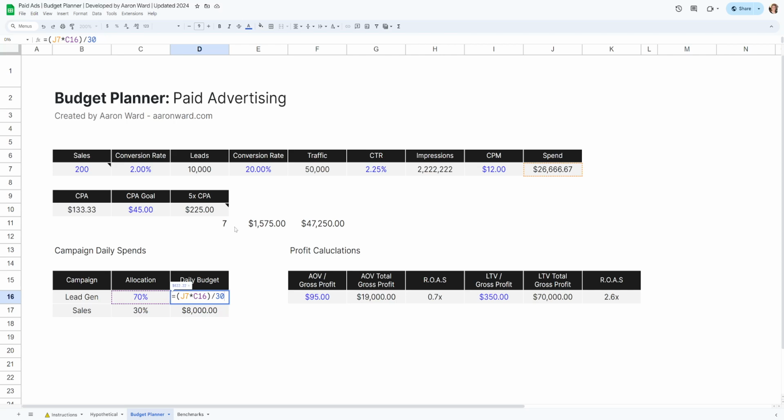Again, if we're just doing a hypothetical, we have 30 days in market, we can divide these by 30 days. This is what you need to spend every single day on both of these campaigns to do it. And maybe you don't have a sales one.